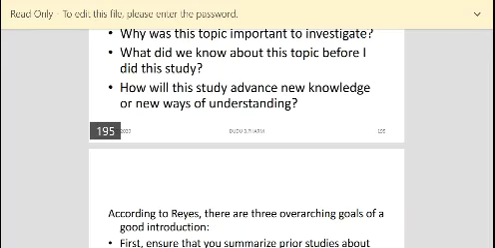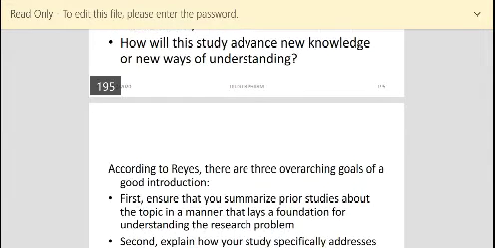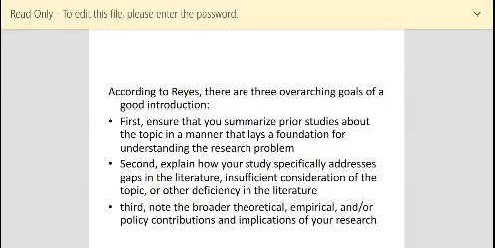How will this study advance new knowledge or new ways of understanding? The importance of your study or the expected outcome of your study. Your introduction part should give a clear picture of this, because the reader should understand or get a clear picture on this. So according to Reyes, there are three overarching goals of a good introduction. Reyes said there are three overarching goals of a good introduction.